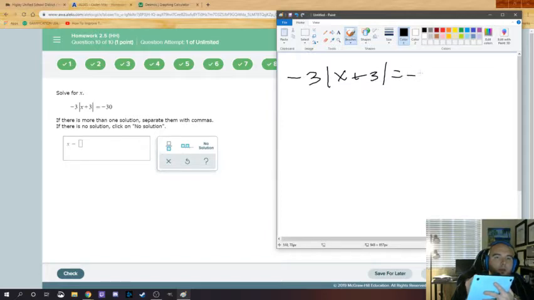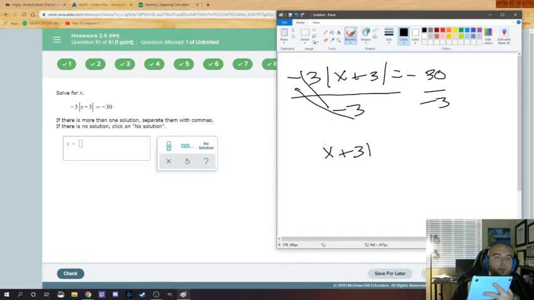Oh my gosh, pen. Okay, so we got negative 30 over here, but again, you got to keep in mind, you can't decide if it's unsolvable until you've removed everything. So I'm going to divide by negative 3. You get x plus 3 equals regular 10.